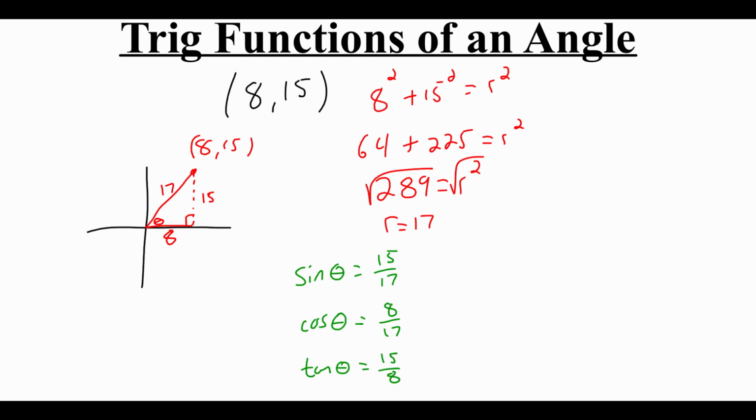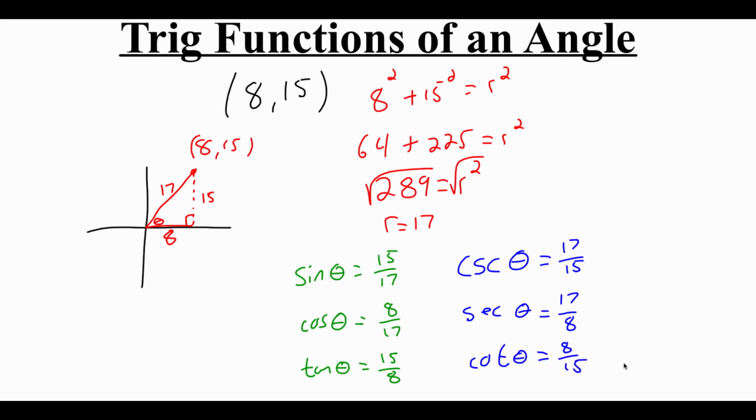But then we're also going to calculate our reciprocal trig functions as well. So the reciprocal of the sine is the cosecant of theta. So I'm going to take what I know about that sine fraction and just flip it over. So I get 17 over 15. The reciprocal of the cosine is the secant of theta. So I'm going to get 17 over 8. And the reciprocal of the tangent is the cotangent of theta. So I should get 8 over 15.